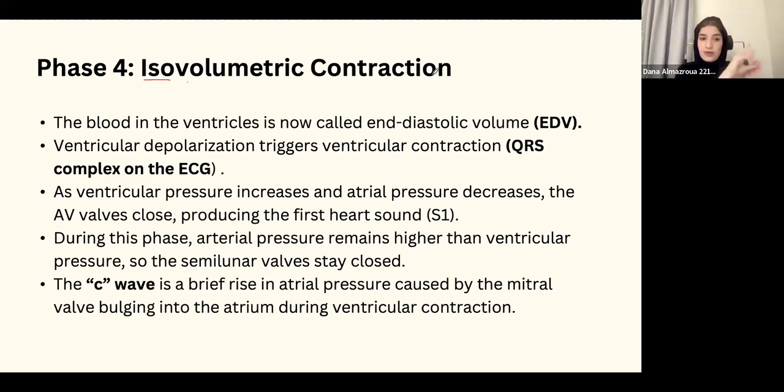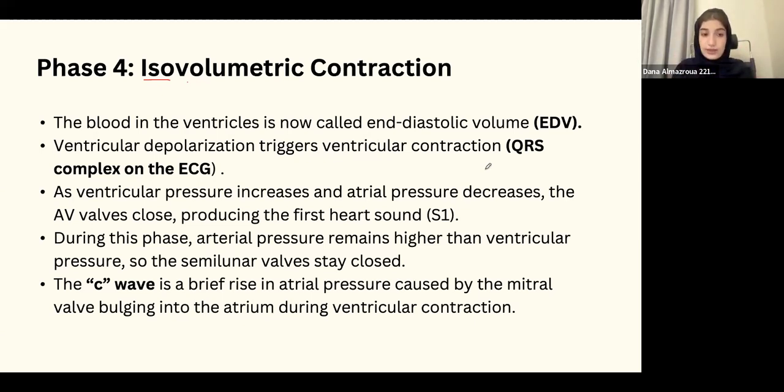Because we said we just finished the P wave, the atria contracted and moved down the blood. And it makes sense, because the blood moved down into the ventricles. We closed the valve. Now the ventricles are going to contract. In order for them to contract, we need electricity in the heart, and that's represented by the QRS complex. So we're going to see the QRS complex in the ECG.